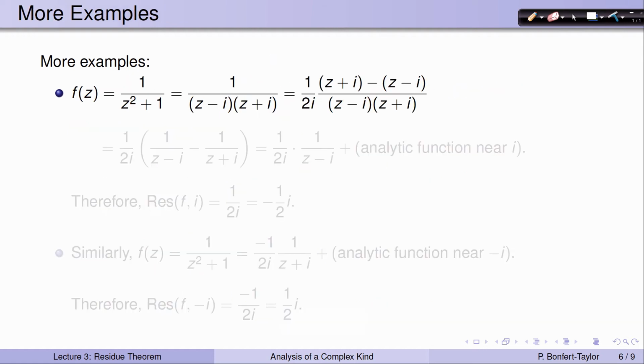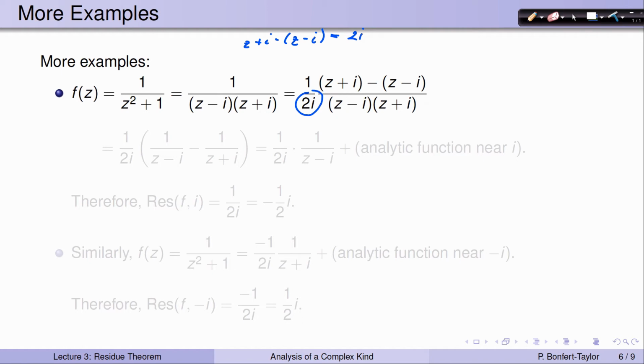And here's a final example. The function 1 over z squared plus 1. The denominator factors into (z minus i) times (z plus i). And again, we can do a partial fraction decomposition. I'm going to do it in a similar way to what I showed you a few lectures ago. I'm going to write the numerator as (z plus i) minus (z minus i). The z's cancel out with each other, and i minus (minus i) is 2i. So my numerator is now 2i instead of 1. But if I divide by 2i, the new 2i in the numerator cancels out with the denominator 2i. The reason I did this is so that I can cancel things out again.